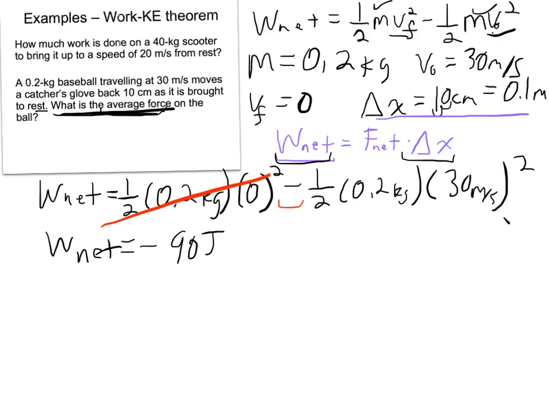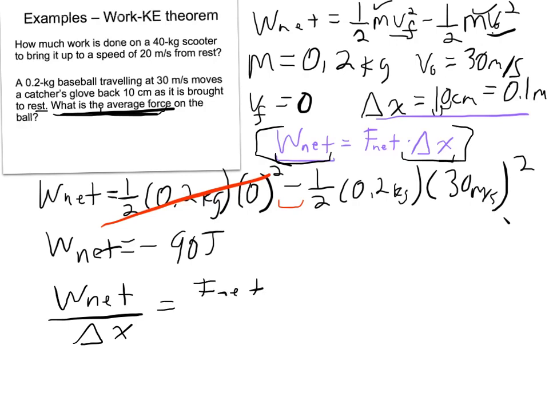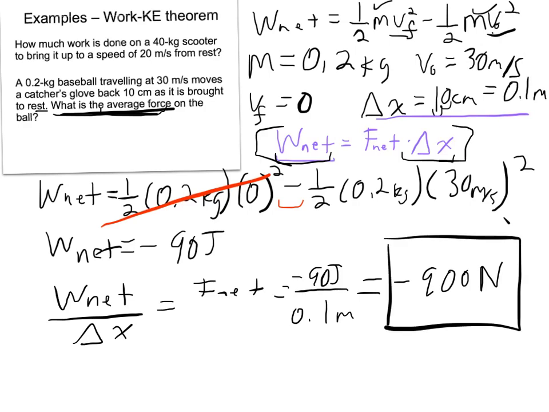So now, I'm just dividing my net work by displacement from this equation up here, to get net force. If we do that, the net work was negative 90 joules over 0.1 meters. Negative 90 divided by 0.1 is negative 900 newtons. And if you don't believe me, grab a calculator or try it yourself. But the net force there is negative 900 newtons.